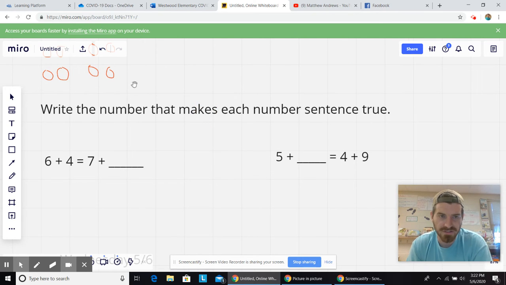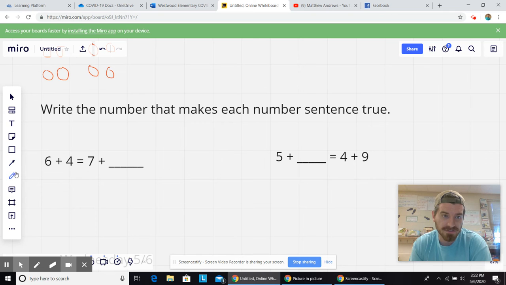Okay, down here it says, write the number that makes each number sentence true. So we want the kids to understand that it doesn't matter what it is, as long as whatever is on this side is the same as what's on this side of the equal sign, doesn't matter what you write there, as long as they're equal, it's a true sentence. It's a true number sentence.